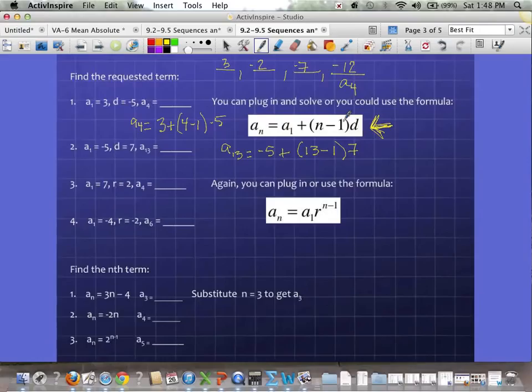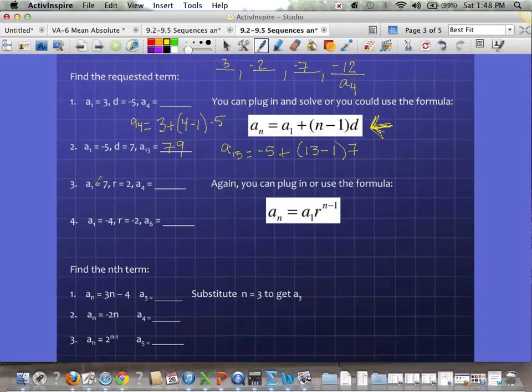Oh my gosh. 84 minus 5. 79. So A sub 13 should be 79. All right. This one, again, you've got to watch though. Notice how they gave us D's right here. That means that we were following an arithmetic sequence because of the D being the common difference. But these next two are R's. That means it's a geometric sequence, which means we'd use a different formula. Okay, and again, these formulas are on your formula sheet.